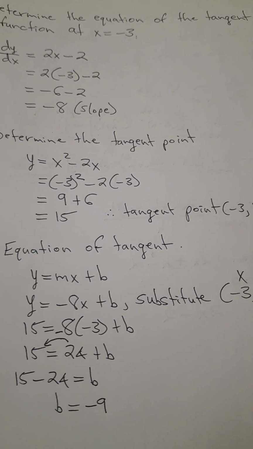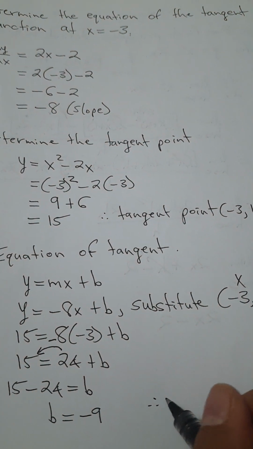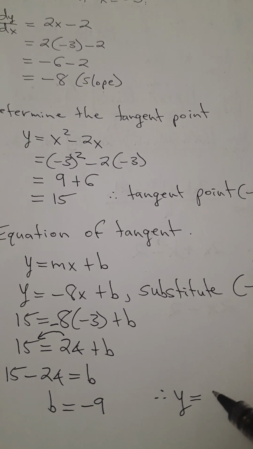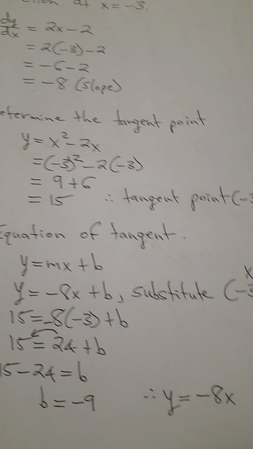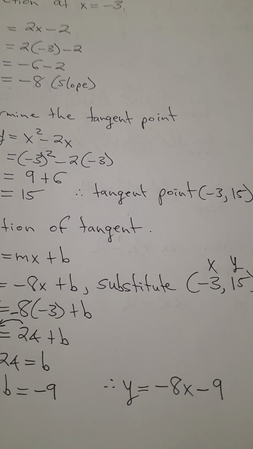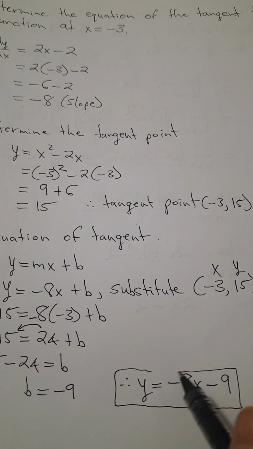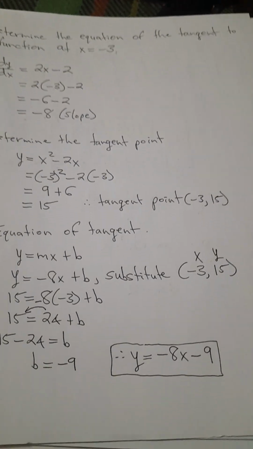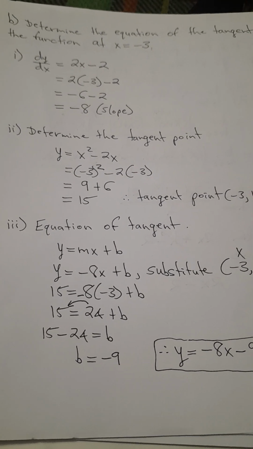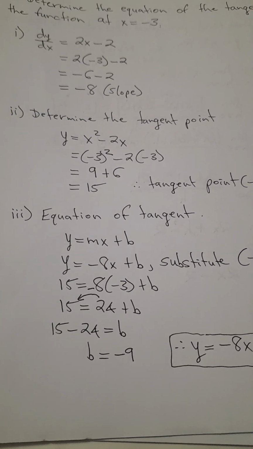And therefore, my equation of the tangent, we'll write it over here, is y equals negative 8x, which is the slope, minus 9, which is the value of b. I'm going to box my final answer like this. So like you can see, there are only basically 3 steps here when you're finding the equation of the tangent line. The x point will always be given to you.